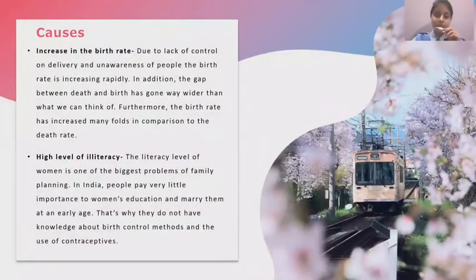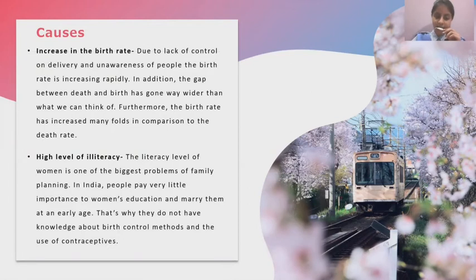Now we'll talk about some of the causes. First is increase in the birth rate. Due to lack of control on delivery and unawareness of people, the birth rate is increasing rapidly. In addition, the gap between the death and birth has gone way wider than what we can think of. Furthermore, the birth rate has increased many folds in comparison to the death rate.